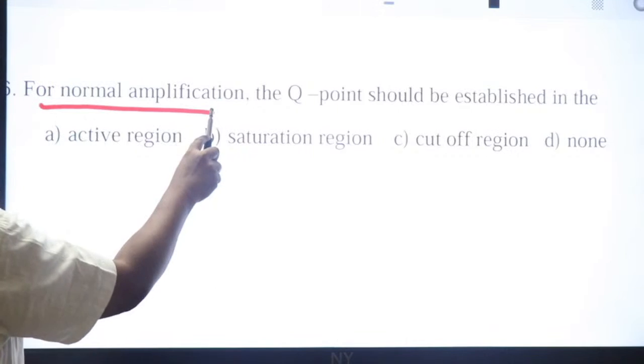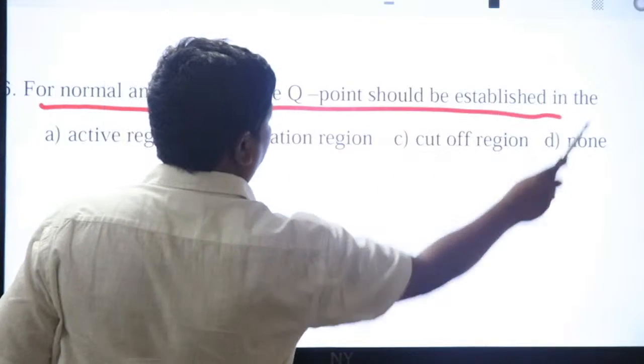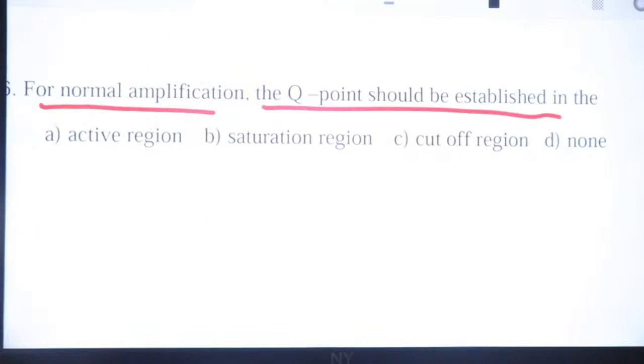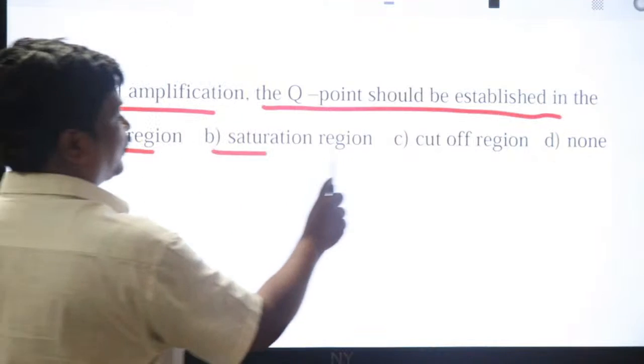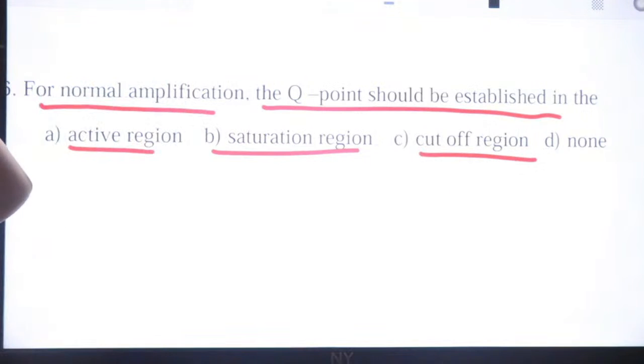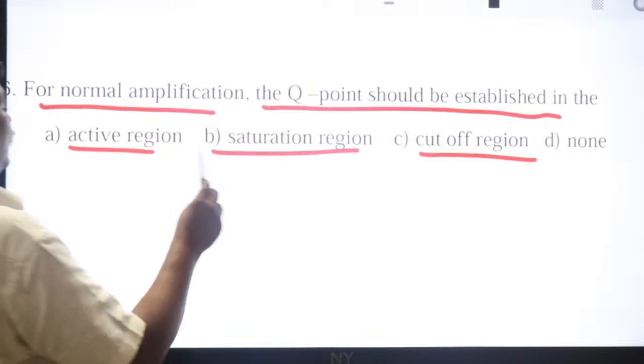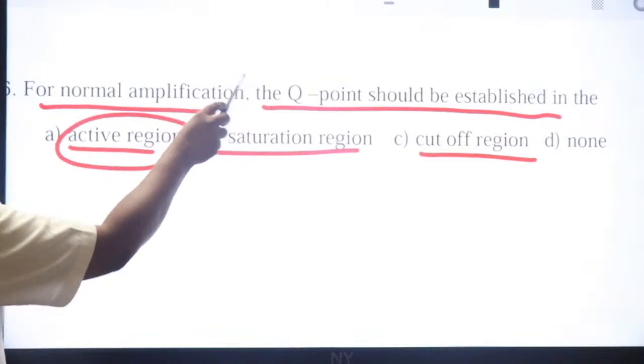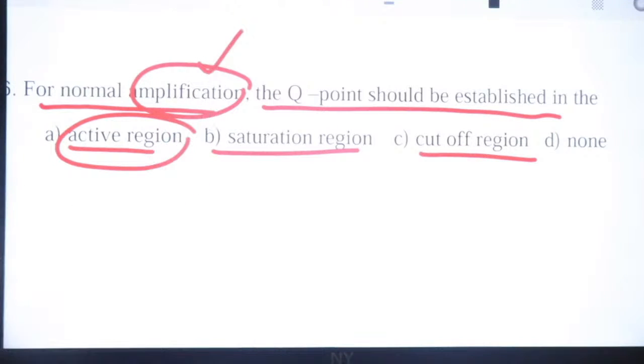For normal amplification, the Q point should be established in the active region, saturation region, or cutoff region. So always the Q point should be placed in the active region only for amplifier purpose. That is the middle of the load line. Next.